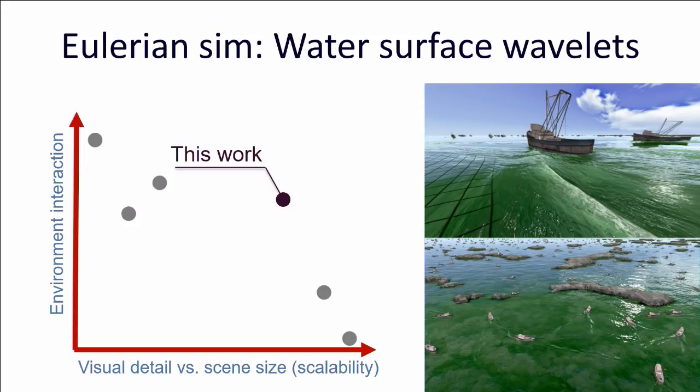So in this work, we're trying to bridge this gap. So getting all the nice environment interactions from the Eulerian simulation, and at the same time getting all the details from the procedural models.